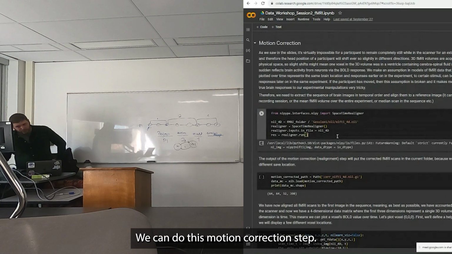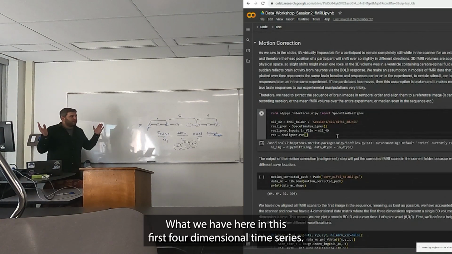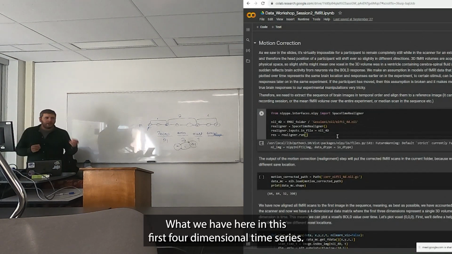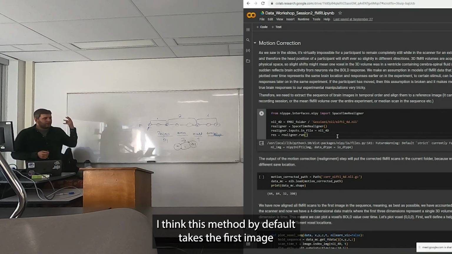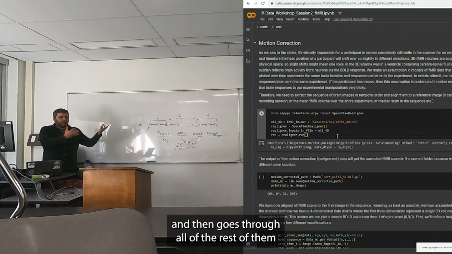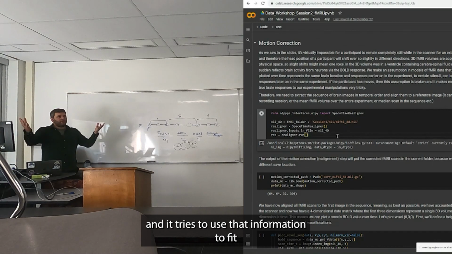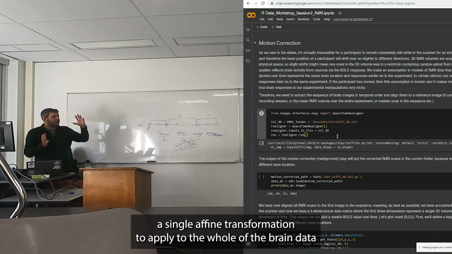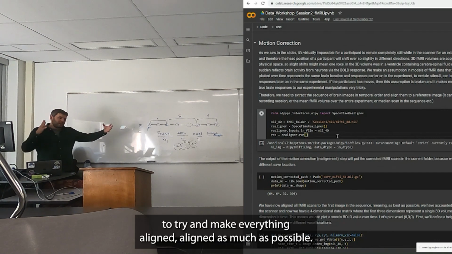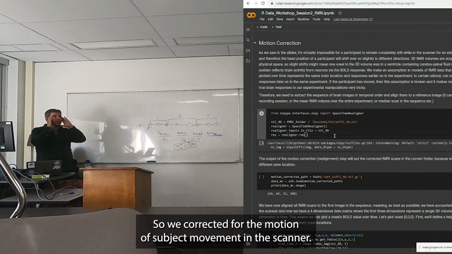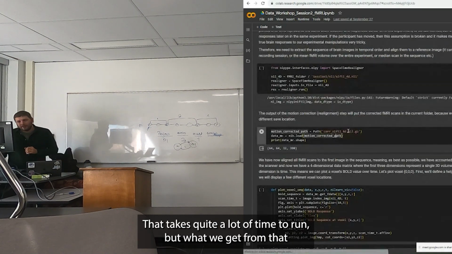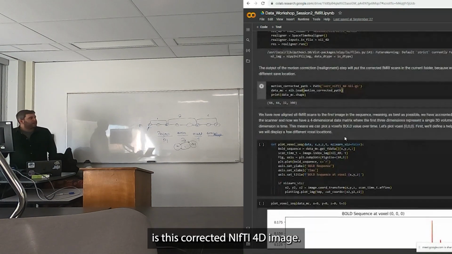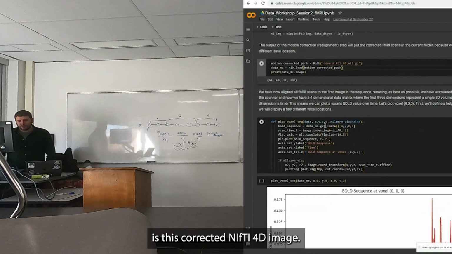We can do this motion correction step. So what we have here in this first 4-dimensional time series, I think this method by default takes the first image and then it goes through all of the rest of them, and tries to use that information to create a single affine transformation to apply to the whole of the brain data, to try and make everything aligned as smooth as possible, so it corrects for the motion of subject movement in the scan. That takes quite a long time to run. But what we get from that is this corrected 4D image.